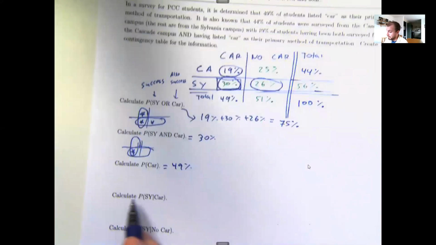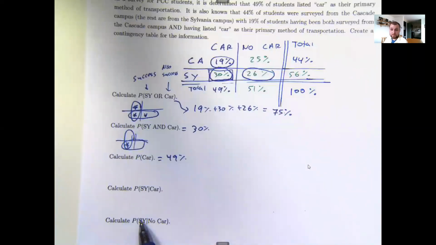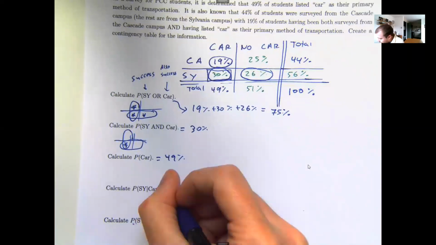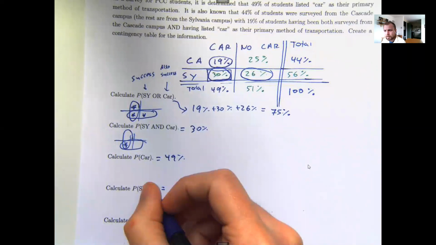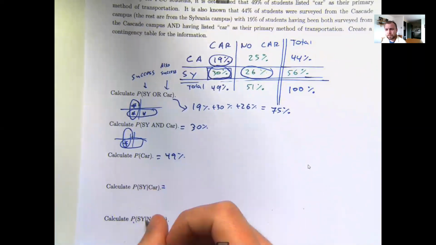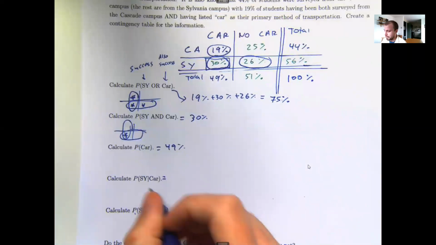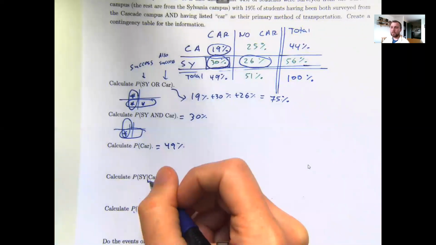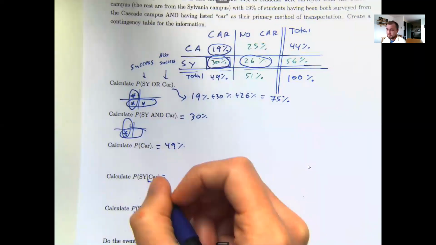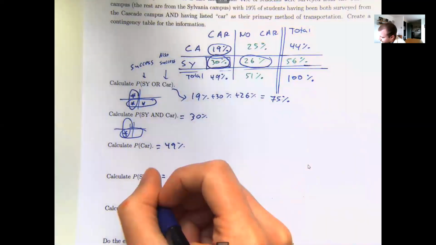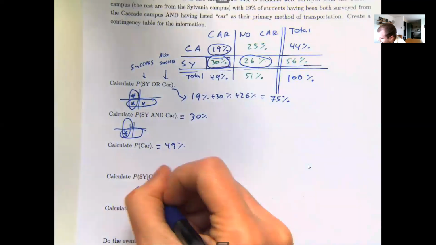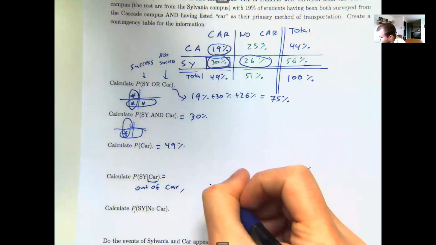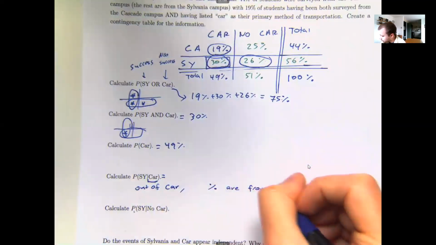Percentage of people from Sylvania that have a car, percentage of people from Sylvania that do not have a car. Is that really what I'm looking at? What am I looking at here? Let's look at the second thing and highlight it, because if you go into autopilot mode, it's really easy to get these things wrong. So what I like to do is circle that second thing, and this is my given piece of information. So this tells me that this is out of those people with a car, and I'm finding out what percent are from Sylvania.